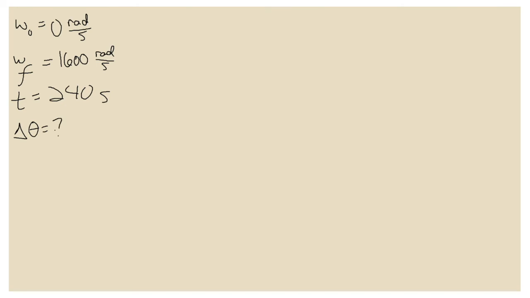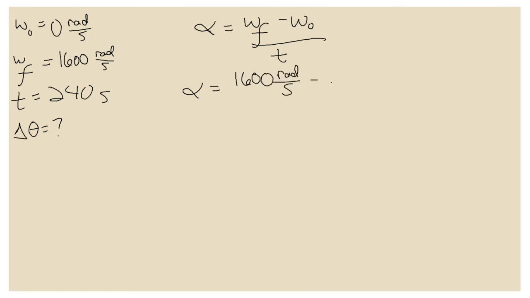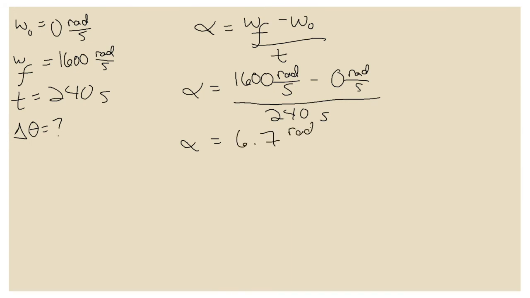Now, of course, this is a nice 2-part problem here because we cannot find delta theta with any of the equations we have unless we know the acceleration. So first, we'll have to find the angular acceleration here, which is alpha, and that's equal to omega final minus omega initial over the time. And so our angular acceleration here is going to be 1,600 radians per second minus 0 radians per second over 240 seconds. And that's going to give us an angular acceleration here of 6.7 radians per second squared.